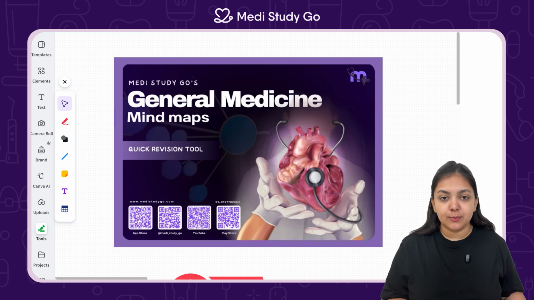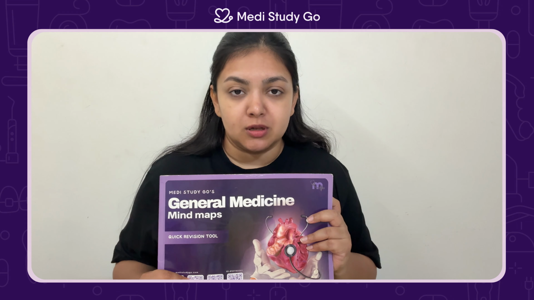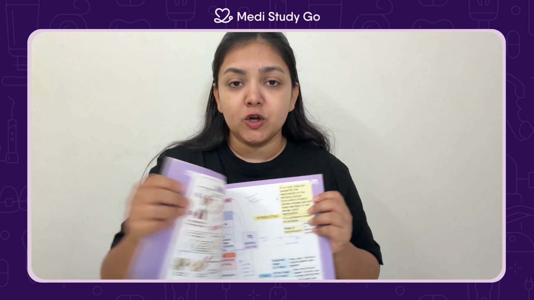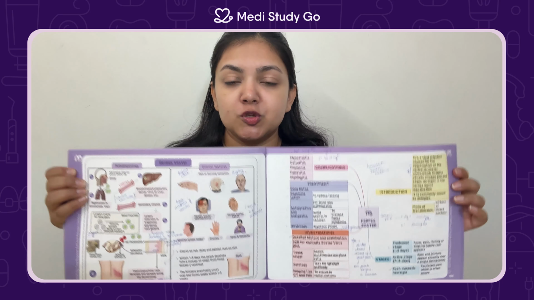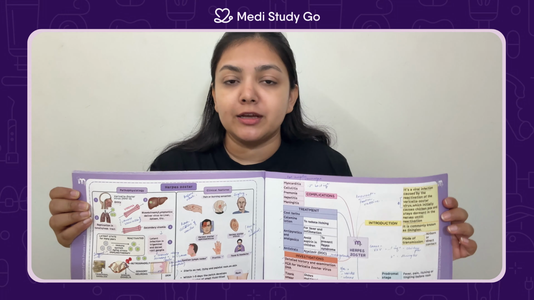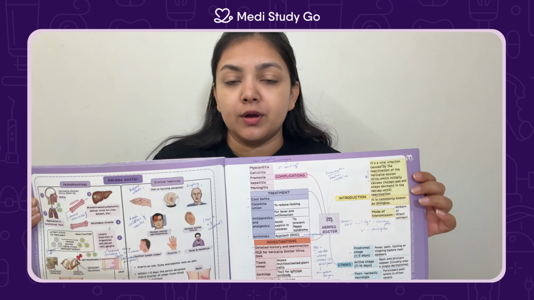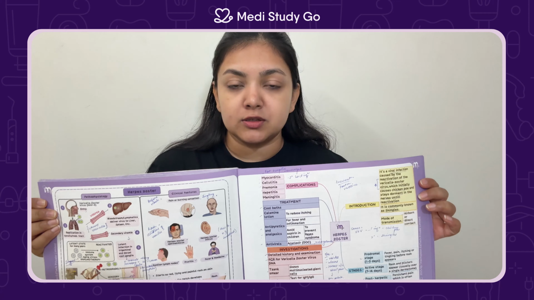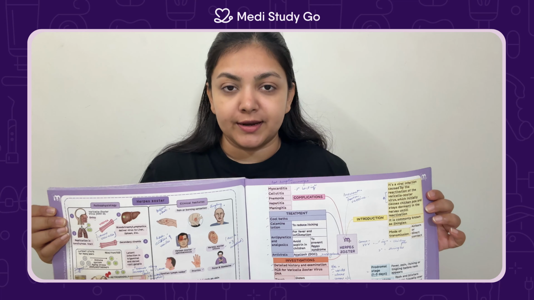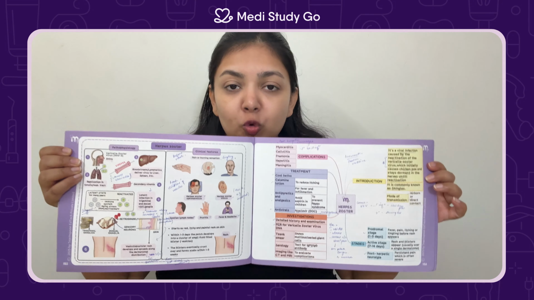And for that, I shall be referring to this resource known as the Mind Maps book for general medicine by MedStudyGo. This book is special because it does not contain any boring bookish text. It contains every topic under prescribed headings, which makes it very easy to learn the topic like a story. So you can just go around all the headings in a circular manner, start from one end and go up till the other end to finish the topic in just these 2 pages.